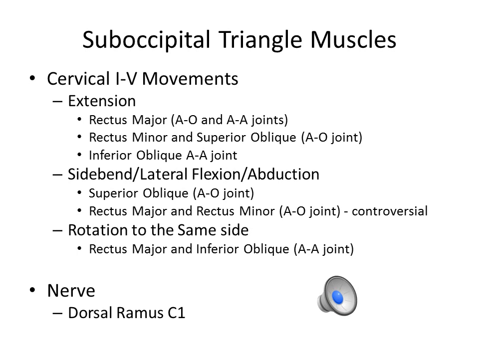It is controversial whether there is enough power generated by the rectus major and rectus minor to perform sufficient side bending at the AO joint. Rotation to the same side occurs at the AA joint through contraction of the rectus major and inferior oblique muscles. The innervation of the suboccipital triangle muscles is dorsal ramus C1.